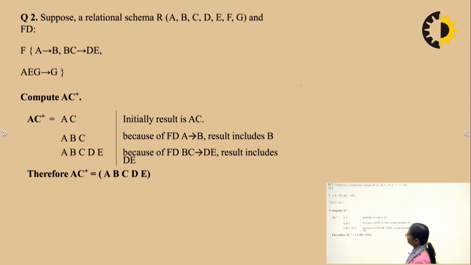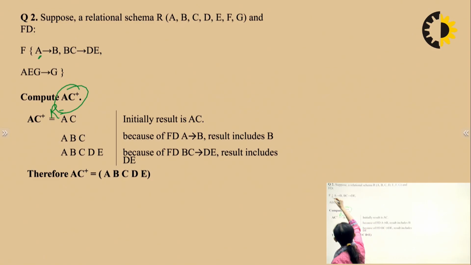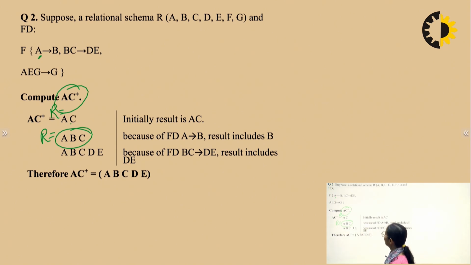So here A implies B, BC implies DE, and AG implies D. Let's compute the closure of the attribute AC. Initially my result is AC, then A is a subset of this, so the new result becomes ABC. Here I am having BC, and BC is a subset of ABC. So the new result becomes DE. So this is the new result.